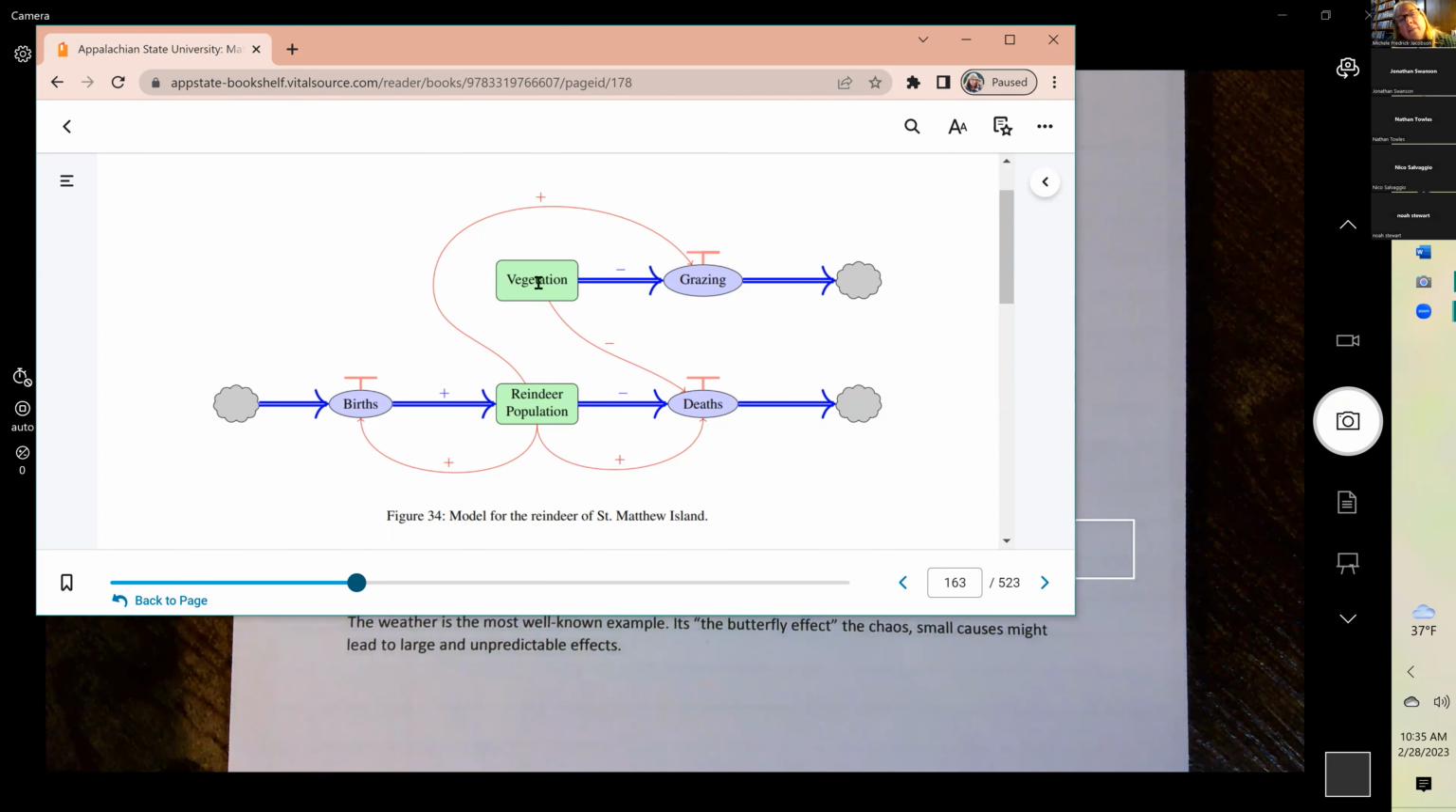And as the vegetation decreases, the deaths decrease. So it's decreasing here. Now the reindeer population was increasing, then the births increase and the deaths increase. We've seen that before. But as this increases, they graze more, and grazing keeps increasing, so that's a plus. So as they're growing more, they're grazing more. But nothing's replenishing the vegetation, so eventually it's going to run out.